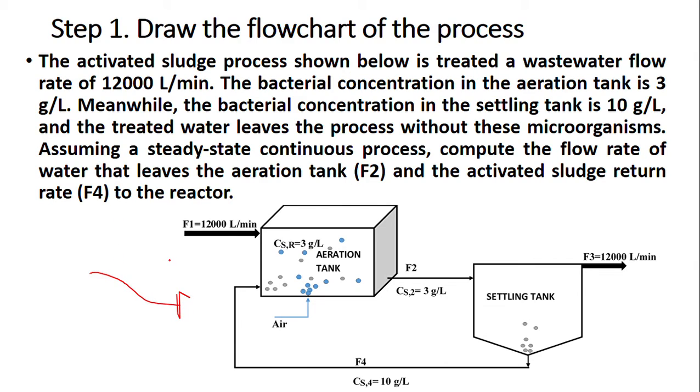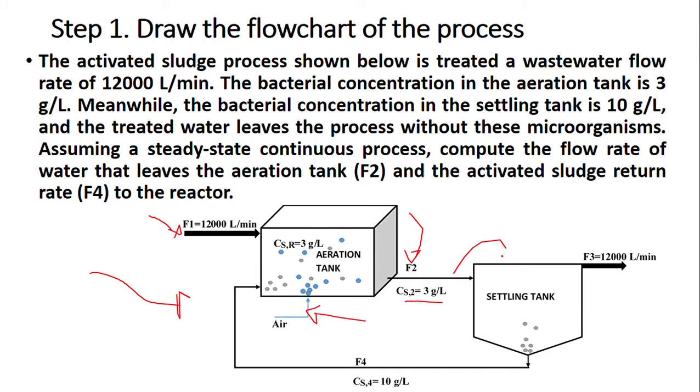This is the flowchart of this process. F1 represents the wastewater to be treated in the aeration tank. This stream represents the airflow required to perform the process. The water stream withdrawn from the aeration tank is transported in the stream F2, which has a bacterial concentration of 3 grams per liter.